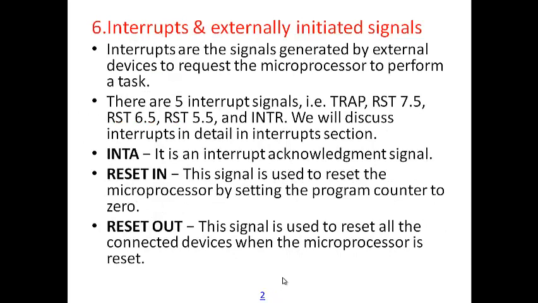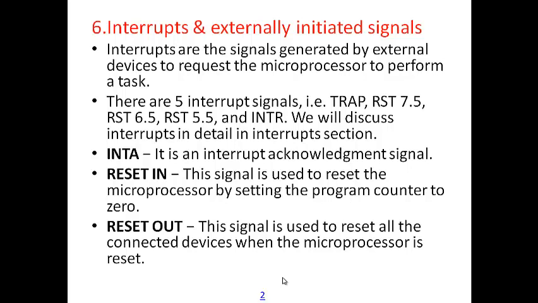The next set of signals are called interrupts, which are externally initiated signals. We will be working in a sequence, and based upon the input the program has to be executed. In that case, suddenly an interrupt will occur and try to stop it, the interrupt task will be carried out, and after completing it the program will start executing again. So interrupts are signals generated by an external device to request the microprocessor to perform a particular task.